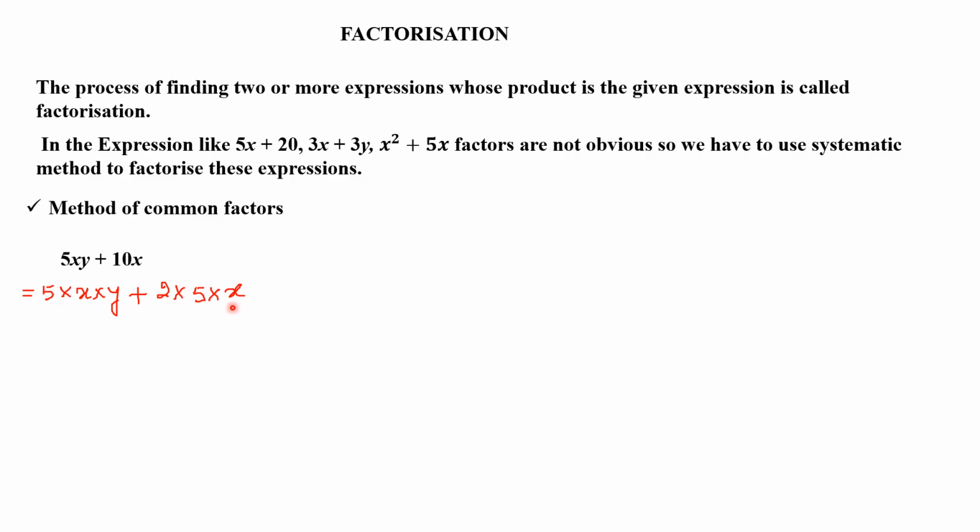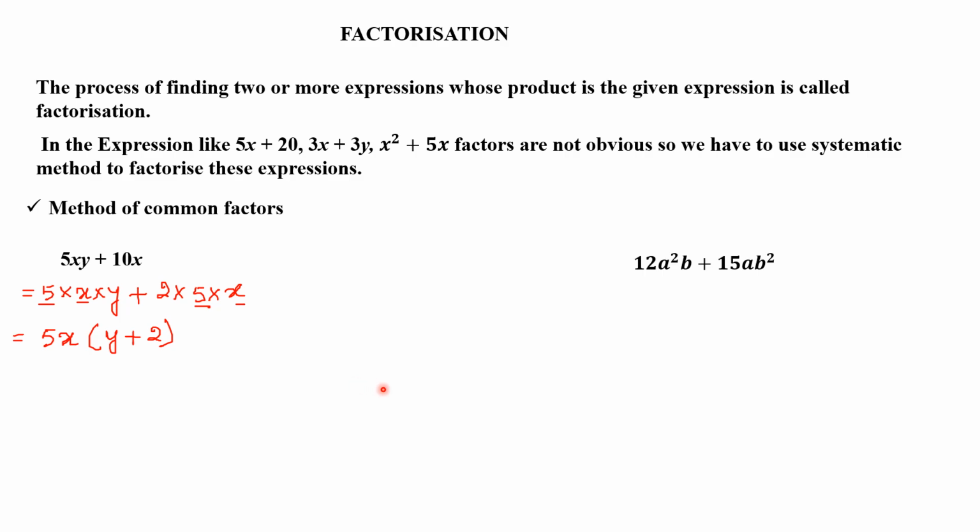Now if you see in both the terms, what are the common factors? You can see here 5 is common in both and x is common in both, right? So your common factor is 5x. And if you take 5x common, in the first term you are left with only y, and in the second term you are left with 2. So this is the factorization of the expression 5xy plus 10x. And if you multiply it again, you are going to get 5xy plus 10x only.